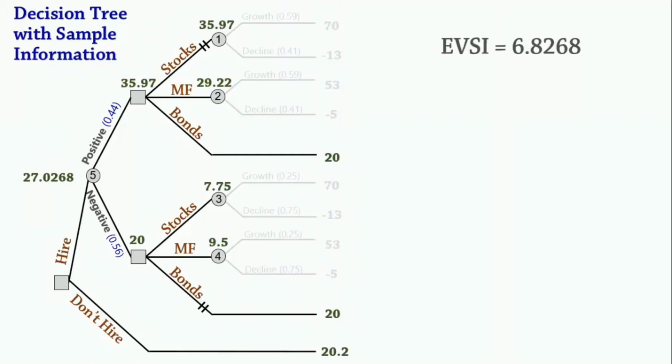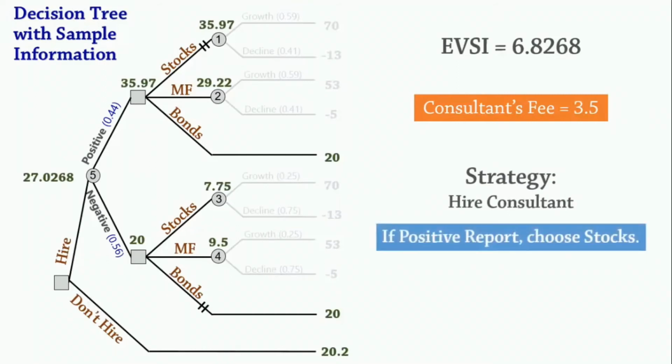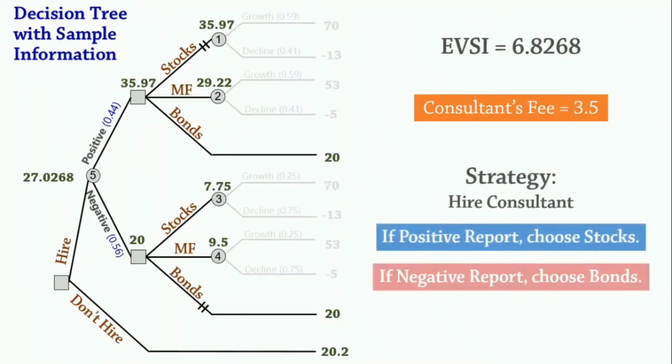On another note, suppose the consultant's fee is 3.5, which is less than EVSI. Then the strategy will be stated as follows. Hire the consultant. If the consultant's report is positive, invest in stocks. If the consultant's report is negative, invest in bonds. And that's how to calculate and use the EVSI to determine the best decision strategy.